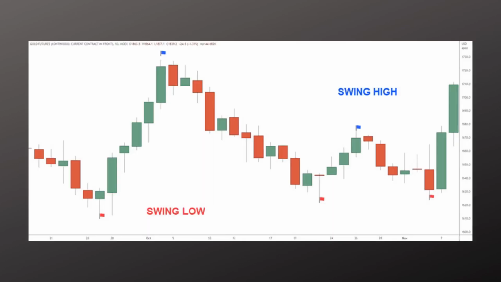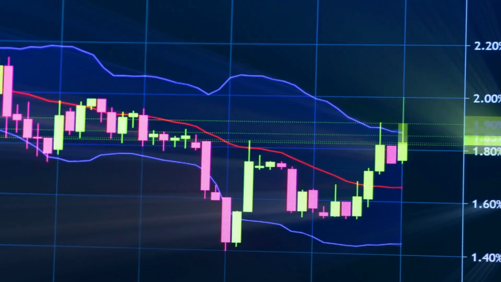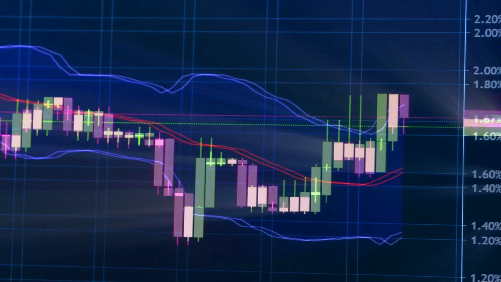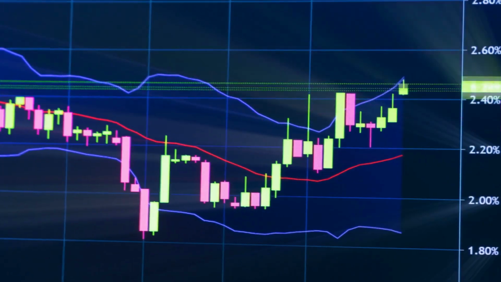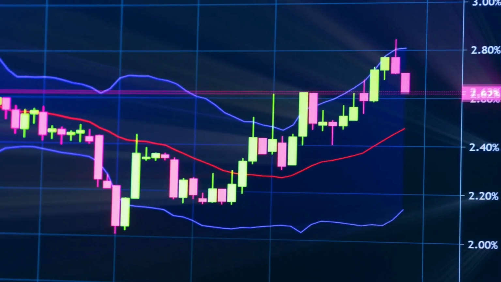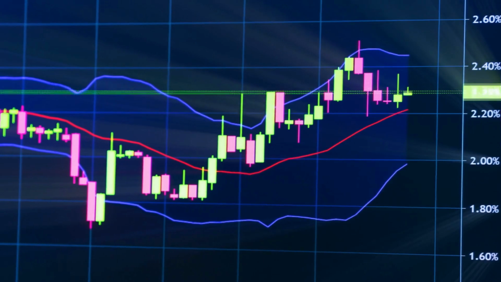Now, the opposite, of course, of a swing high is a swing low, and that just marks the lowest price point that was reached before price moved in the opposite direction. So these 2 points form what's known as an inflection point or a trend reversal pattern on a chart that can be used to anticipate future movements of price.